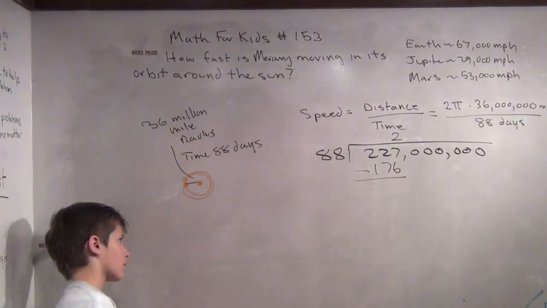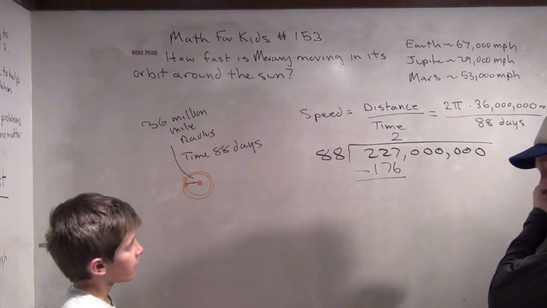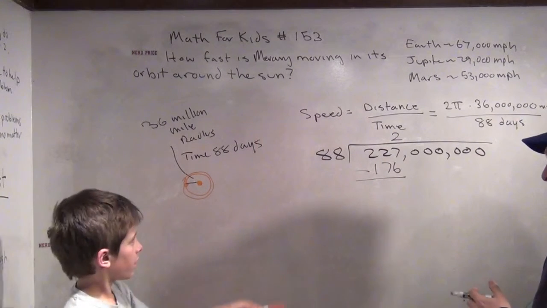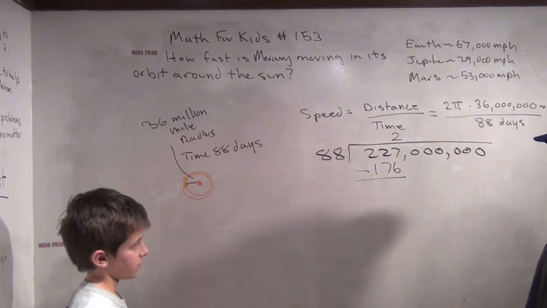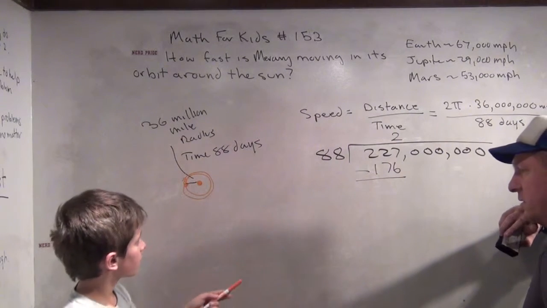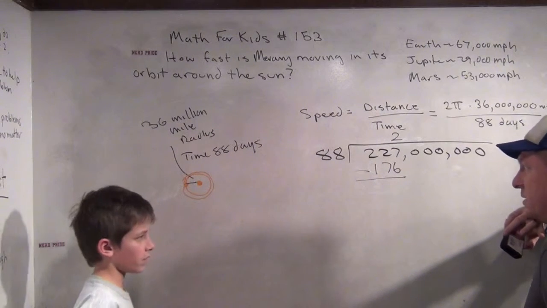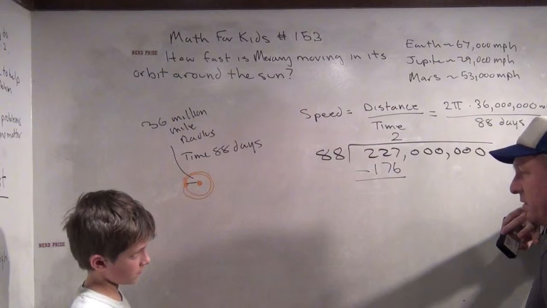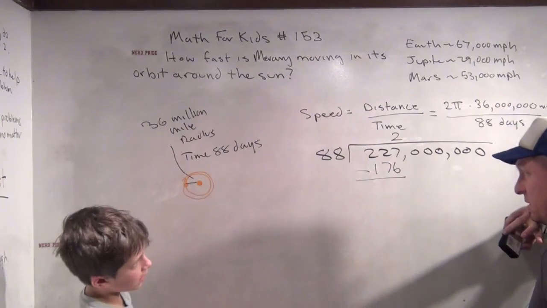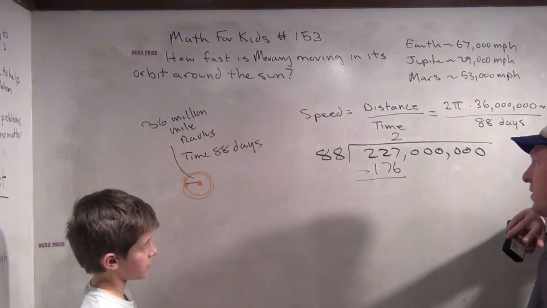227 minus 176? 200 minus 100 is 100. 20 minus 70 is negative 50. So what's 100 minus 50? It's 50. And then 7 minus 6 is 1. So it's 51.